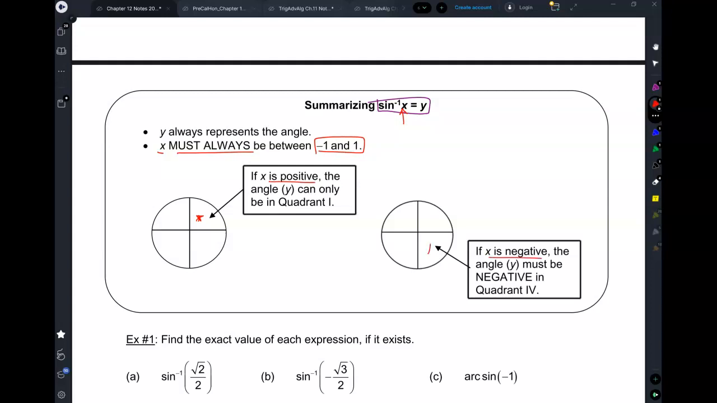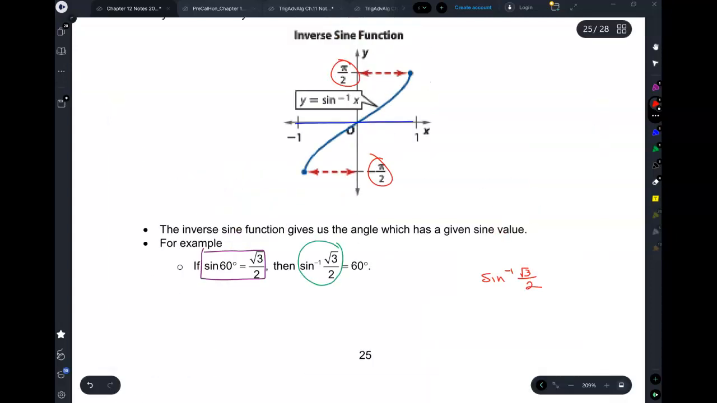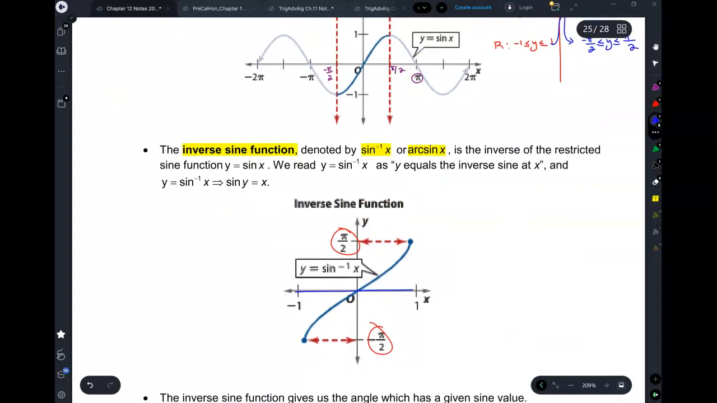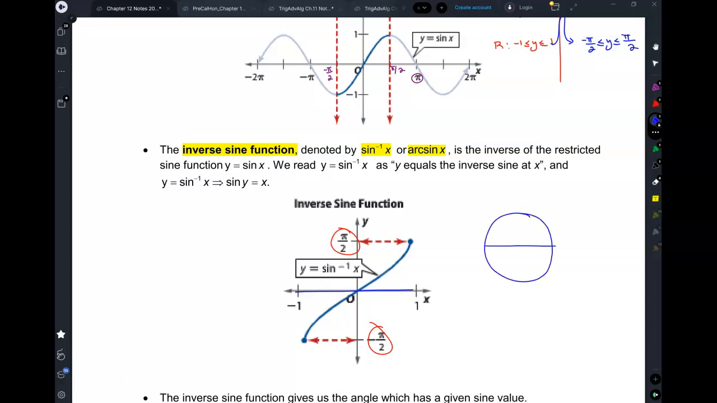If x is negative, the angle is in this quadrant. Okay, so let's think about this for a minute. You know how we're only going from negative pi over 2 to pi over 2? Let's go on the unit circle for a minute. Where is negative pi over 2? Down, right here, negative pi over 2.